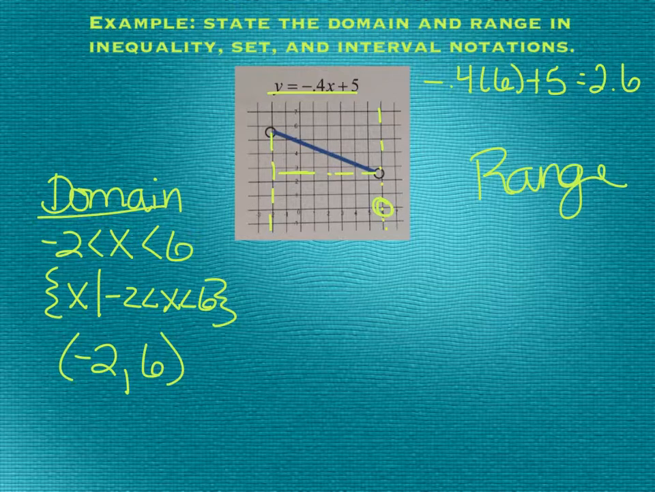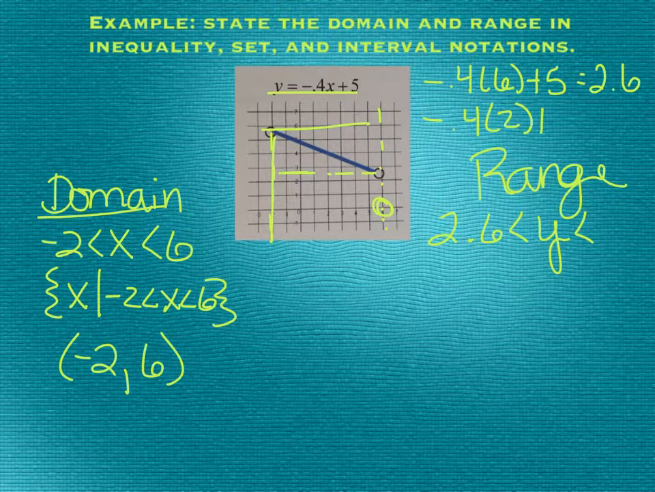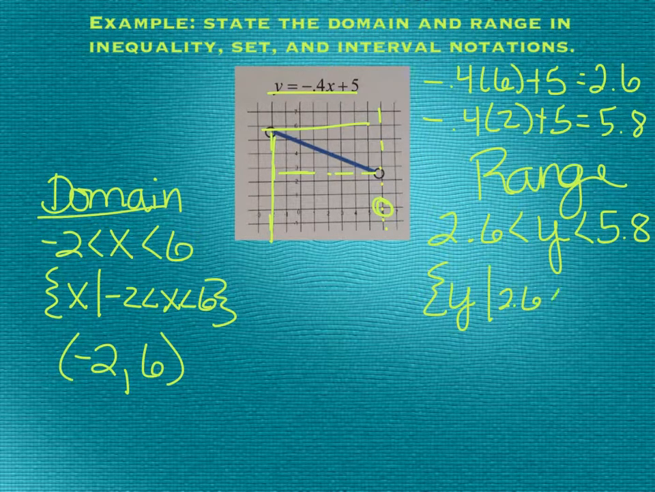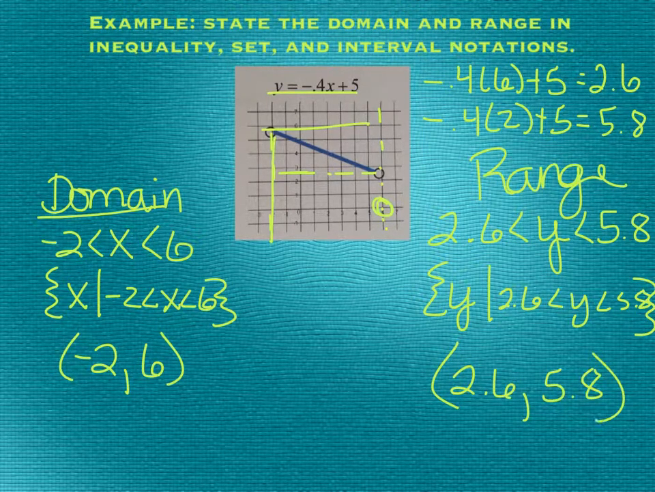So now we know, okay, 2.6 is the lowest y value, is less than y, is less than, and then I can plug in the -2 for the highest y value. So -0.4 times -2 plus 5 gives us 5.8. So 5.8. Alright, then if we're going to do it in set notation, all the y's given, 2.6 is less than y is less than 5.8. And interval notation, 2.6, comma, 5.8, soft brackets on both of those.